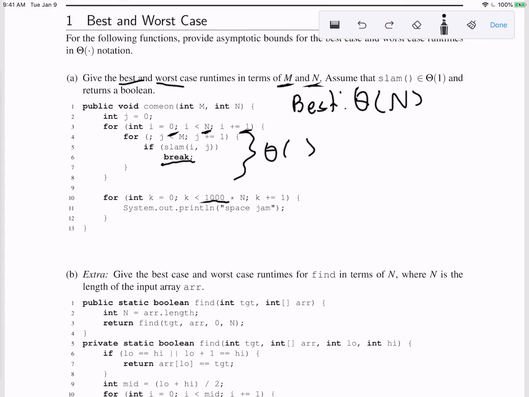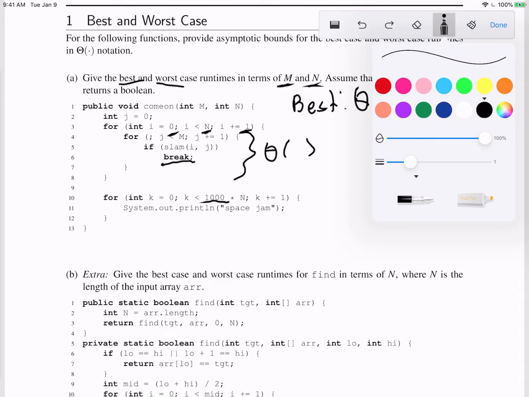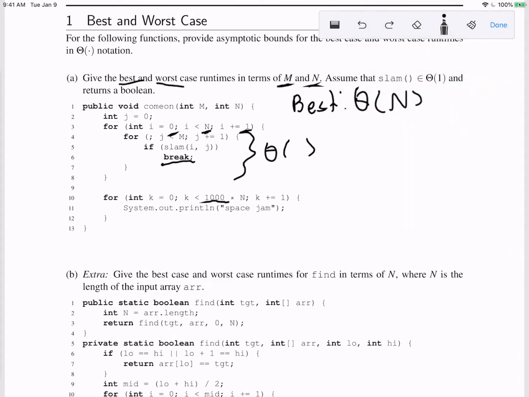So only on the first iteration is this loop going to do anything, right? So on the first iteration, this is going to be theta of m. But every iteration after that, it's going to be theta of 1. Because j is going to be m always for those subsequent iterations, because j is not reset.